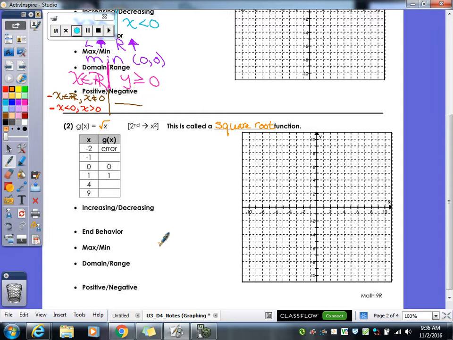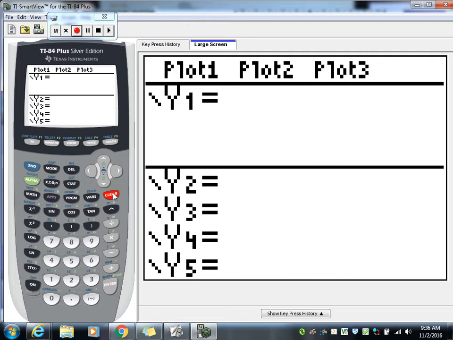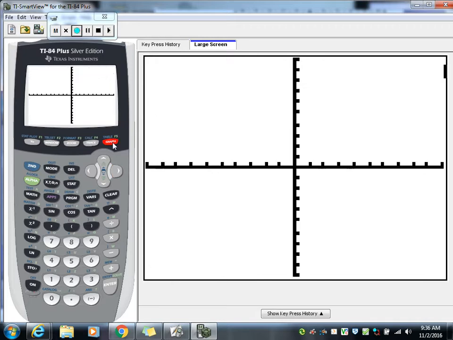So let's go ahead and put this into our calculator. So again, we're going to go back to our y equals, clear out what we had in there, which was our x squared. To get your square root, you have to push the second and then the x squared button. And then you type in your x. So second, x squared, and then you type in your x. So if you look at your graph, you should have a graph that looks like that. It has a slight curve to it.